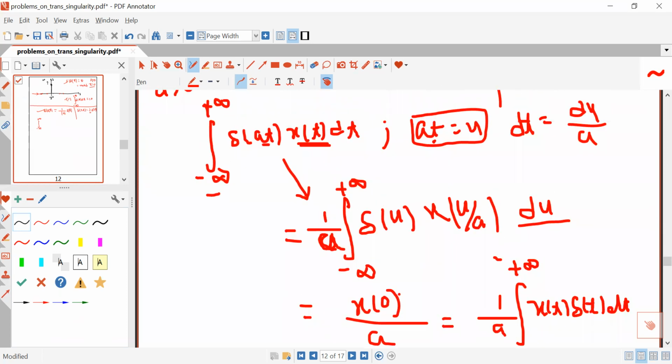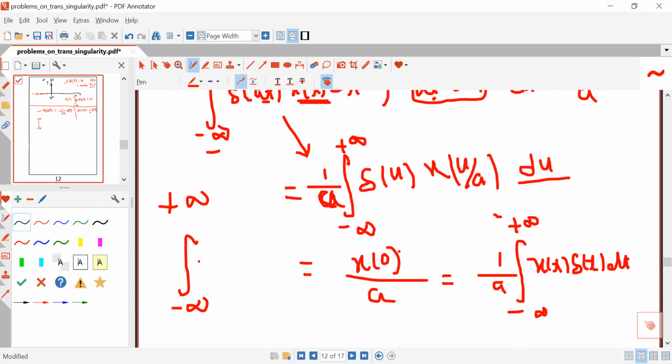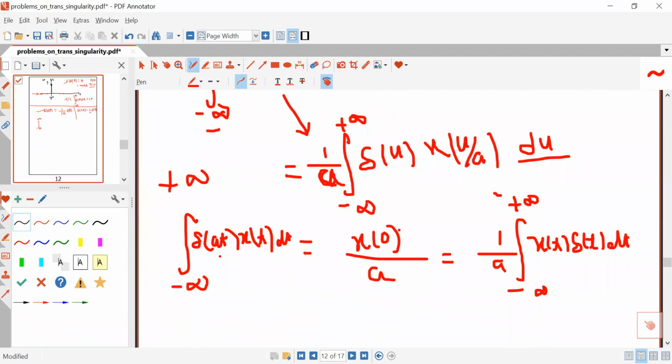When you compare the left hand side, which started from the expression delta at x of t dt, with this final expression, you will get delta at becomes equal to delta t by a.